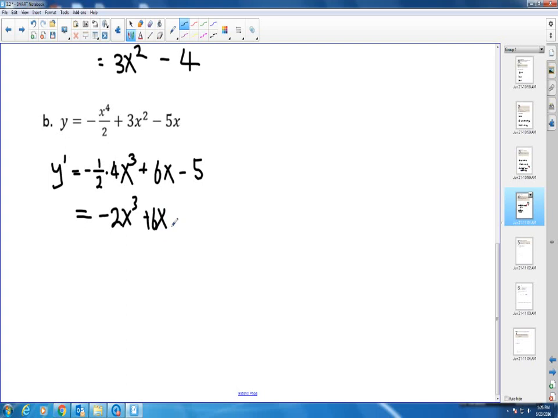So a lot of times I will do a lot of these derivatives just by looking at them, so it's good to know the basic rules.